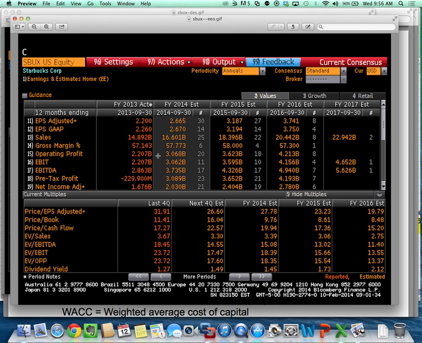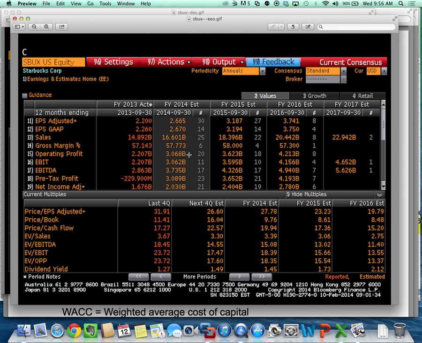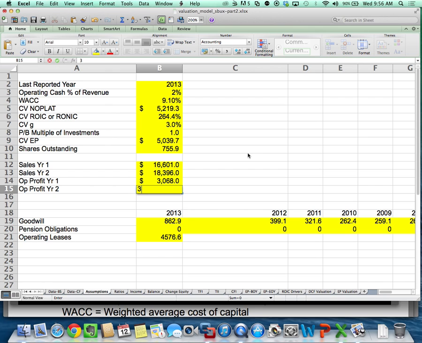Operating profit, 3068. And 3623. That is the current consensus as of Monday for Starbucks, for what they're going to sell and what level of operating profits they're expected to generate.